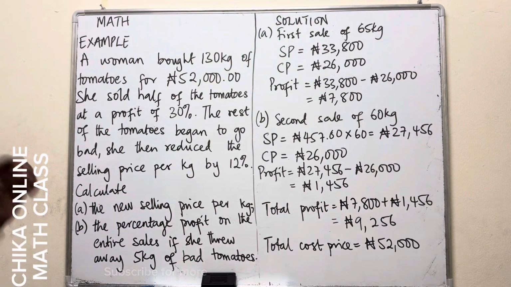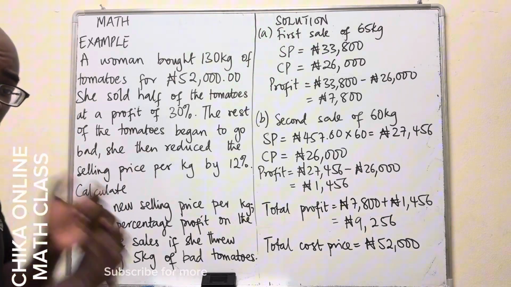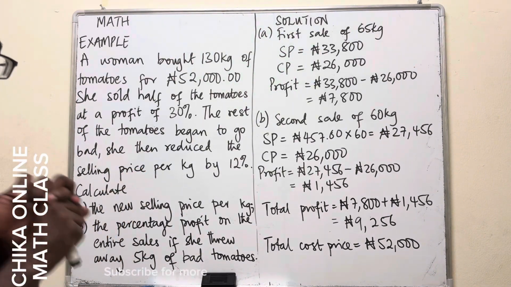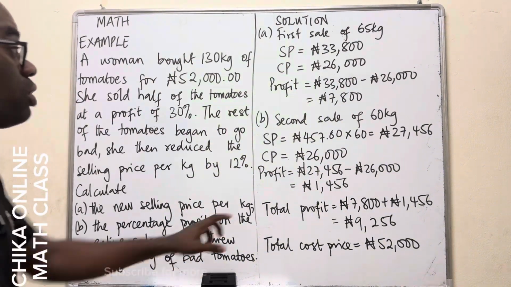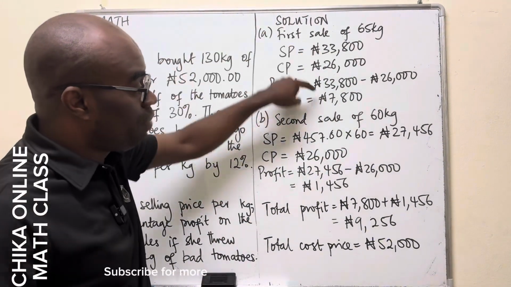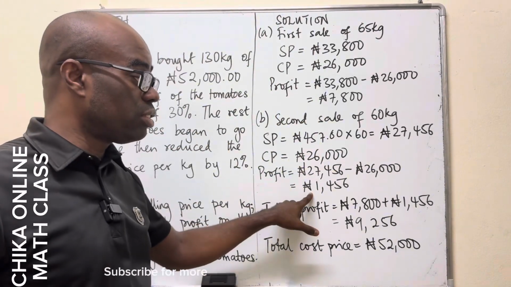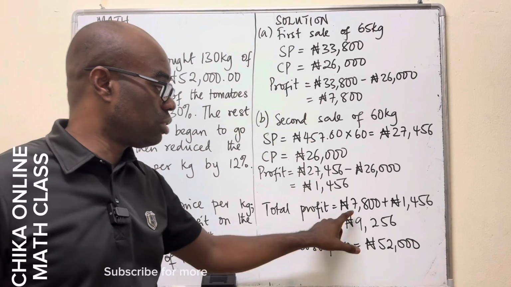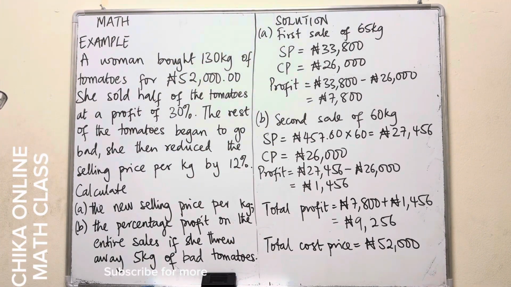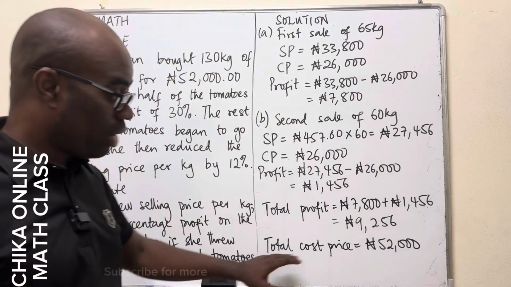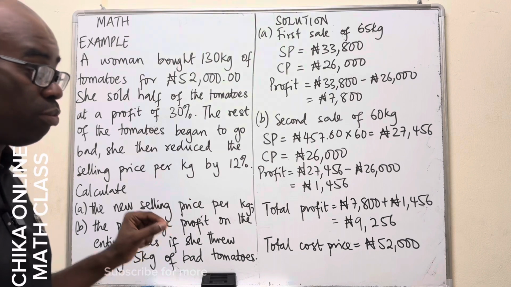Okay, now recall that the question says we should find the percentage profit. So to get the percentage profit, you need to know the total profit and the total cost price, because that is what you use in the formula. Okay, so the total profit is profit after the first sales, which is 7,800, plus profit after the second sales, which is 1,456. So if you add them, you get what? 9,256. Okay, so the total cost price is 52,000. Okay, so we'll now insert them into the formula.